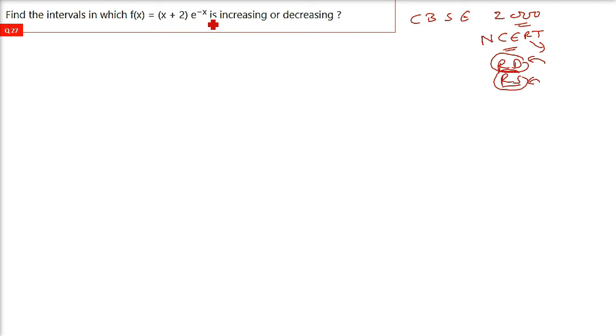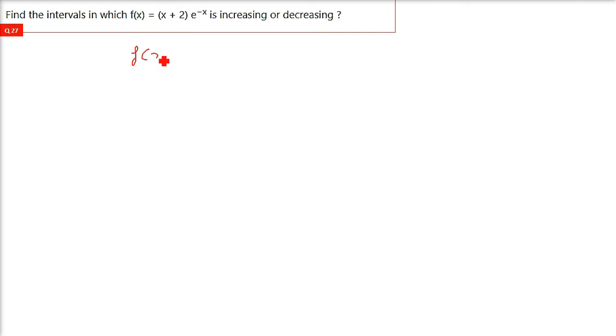So (x + 2)e^(-x): is it increasing or decreasing? We have to tell the intervals. So let us go to the intervals. First thing first is differentiation. We have f'(x). In this differentiation, x + 2 can be taken as one term, and e raised to minus x can be taken as another term. I have differentiated e to the minus x first, then I'll differentiate x + 2 in the second one. The differentiation of x + 2 is 1 only.